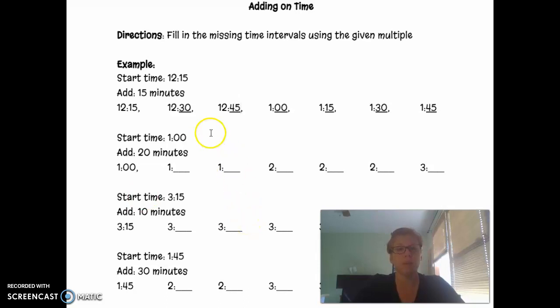When you're done with this paper, you can move on to the next step in your pathway. Good luck.